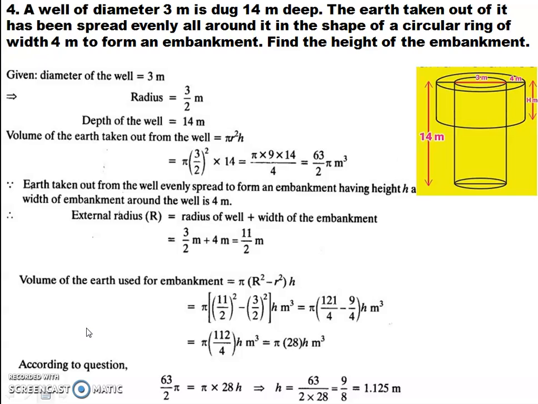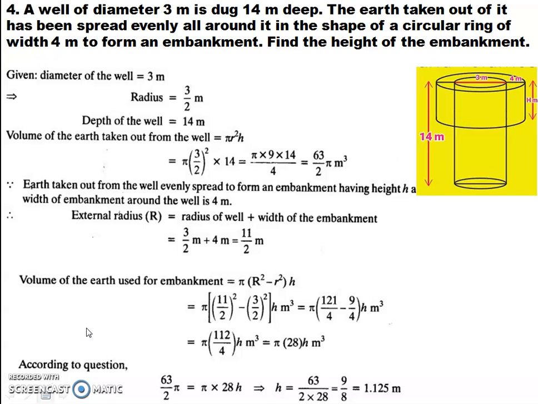Question. A well of diameter 3 meter is dug 14 meter deep. So, the well is in the shape of a cylinder. Diameter of the cylinder is given as 3. So, radius is 3 by 2, 1.5. And dug 14 meter deep. That means height of the cylinder is 14 meter.